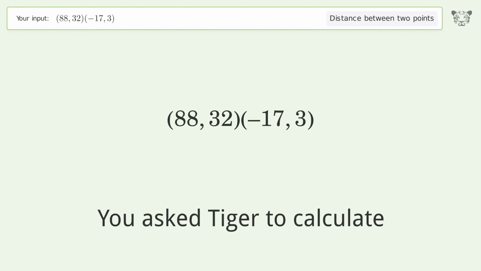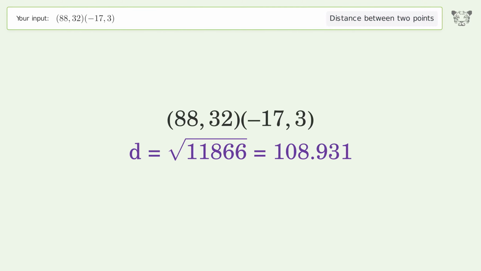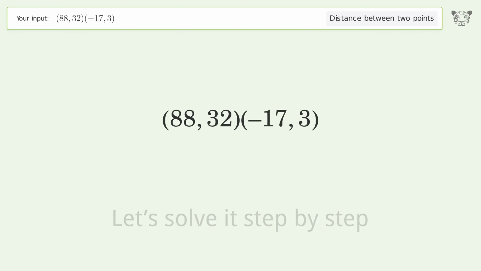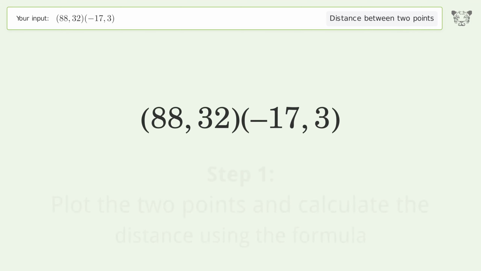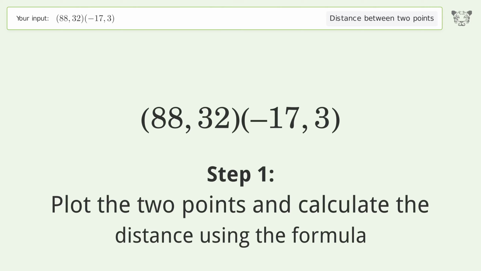You ask Tiger to calculate. This deals with the distance between 2 points. The distance between the 2 points is the square root of 11,866, or 108.931. Let's solve it step by step. Plot the 2 points and calculate the distance using the formula.